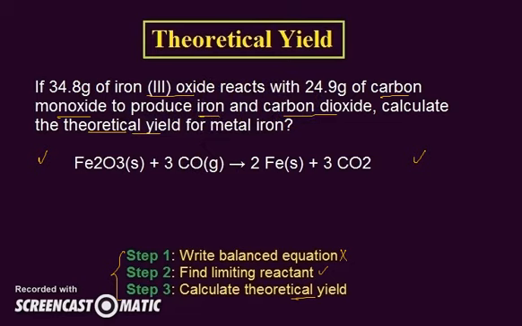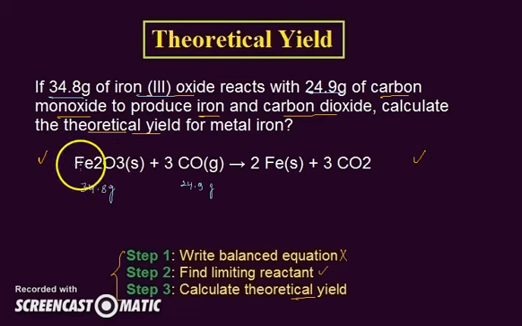Here we have the mass of iron oxide, that is 34.8 gram. And the mass of carbon monoxide is given as 24.9 gram. We convert the mass of these reactants into moles, and when we convert mass into moles, we use molar mass. That's why we look for the molar mass of these reactants.